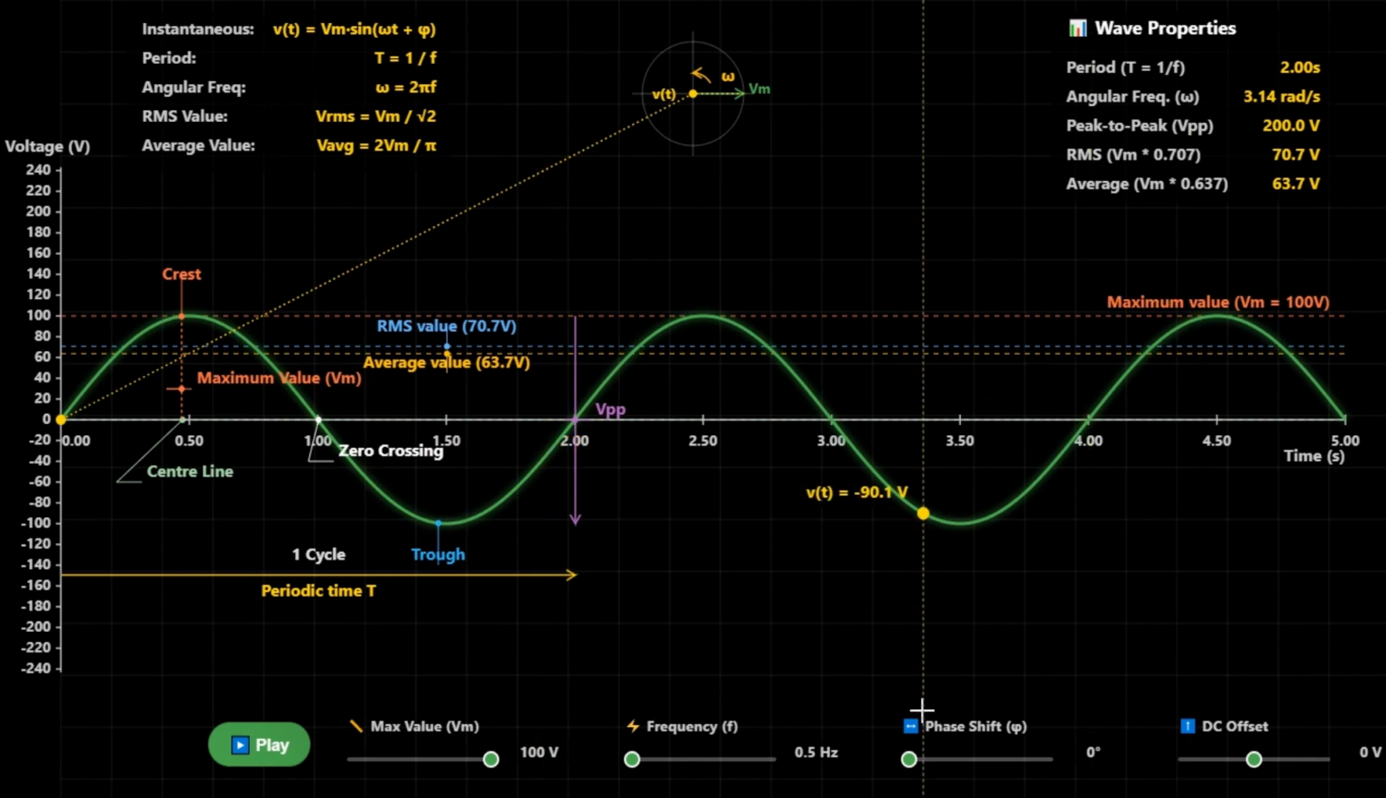Then next is phase shift or phase. It is the shift in a wave. It is measured in degrees or radians. Then next is angular frequency. It is the speed in radians per second and its unit is radian per second. So this is about sine wave and terms related to sine wave.